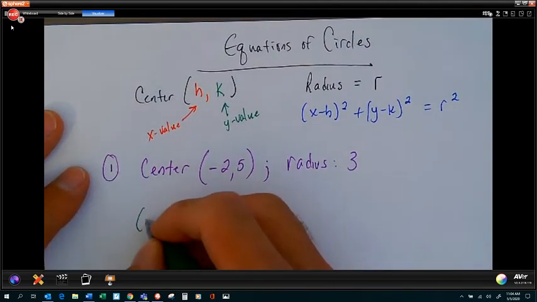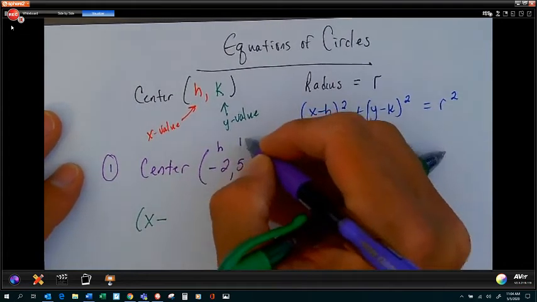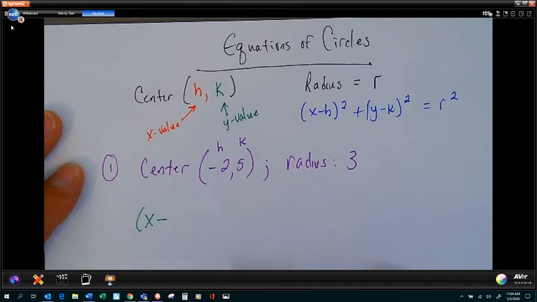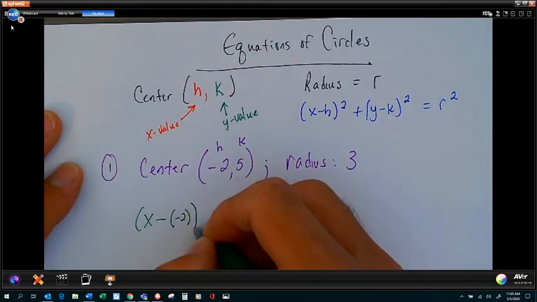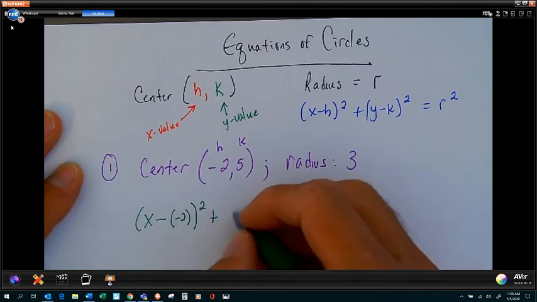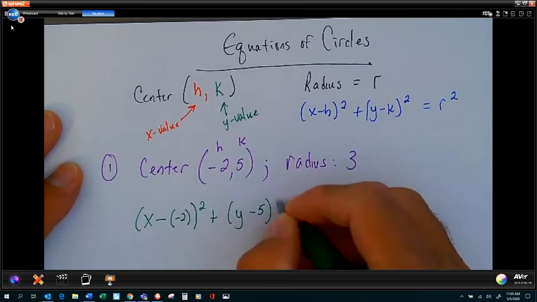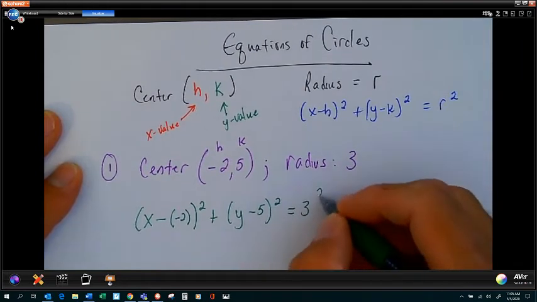So I start with x minus. Now I input my h value. My h value goes with the x, and the k value goes with the y. So it's a -2, and because it's -2, I'm putting it in parentheses here, then I square it, plus y minus a +5, squared, equals, and then my radius is going to be 3 squared.